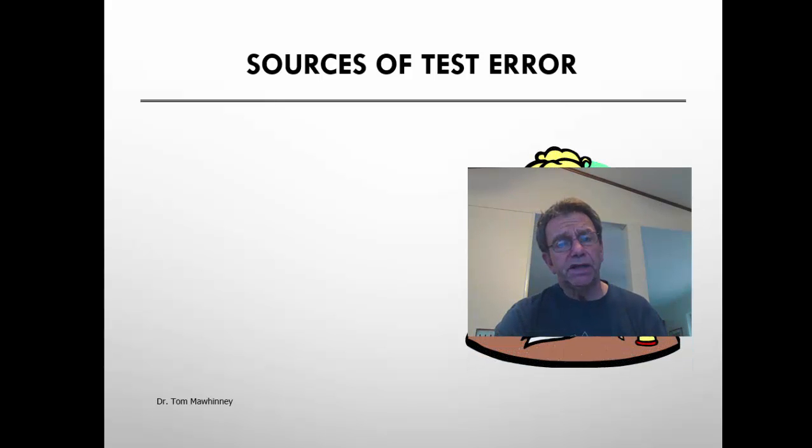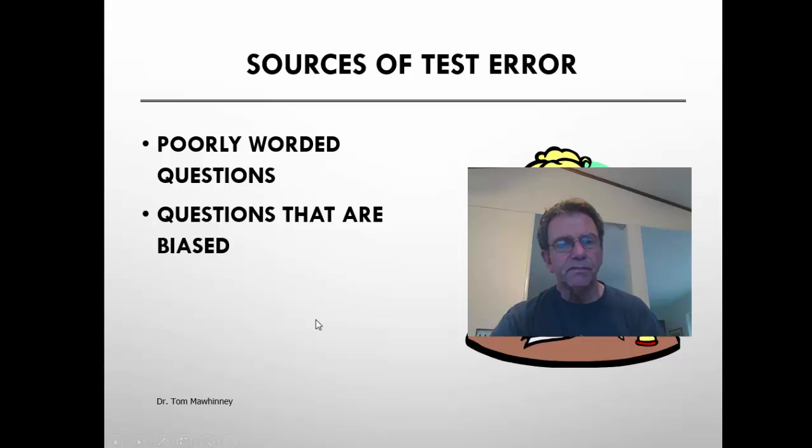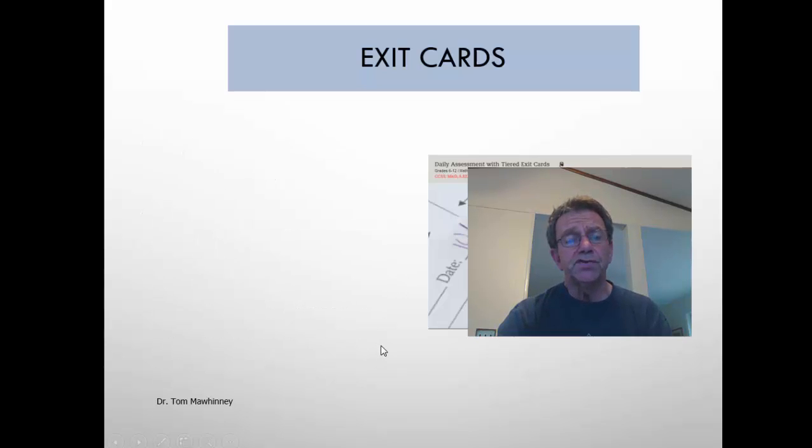And again, this is something that you should know. What are the sources of test error that affect the standard error of measurement? Poorly worded questions, that's the biggest one. When you create your test, for me, one of the things that you'll struggle with is making test questions that are clear, and there's no doubt about what that question is asking. So that's one thing that causes error. Questions that are biased. We'll get into this 2 sessions from now, when we talk about absence of bias and how you can make sure your tests aren't biased, and different interpretations of the wording of a test. So that's it.